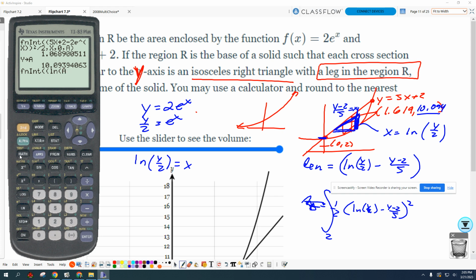So, natural log of the variable, x, which I know is a y, but x over 2 minus parentheses x minus 2, close the parentheses, divided by 5, close the parentheses of the length, and square it. All that divided by 2.